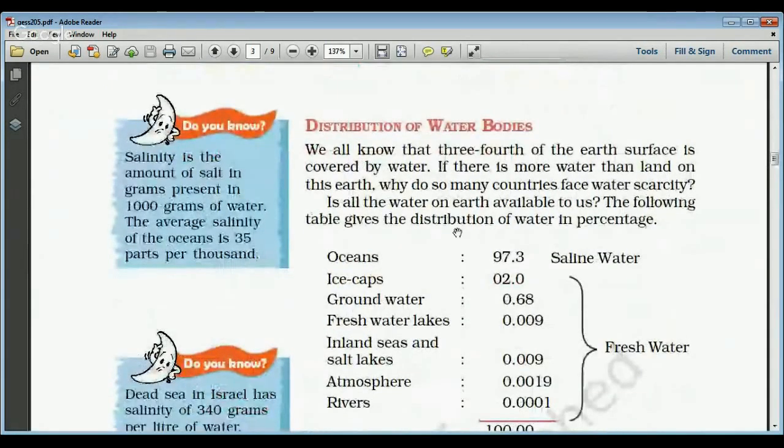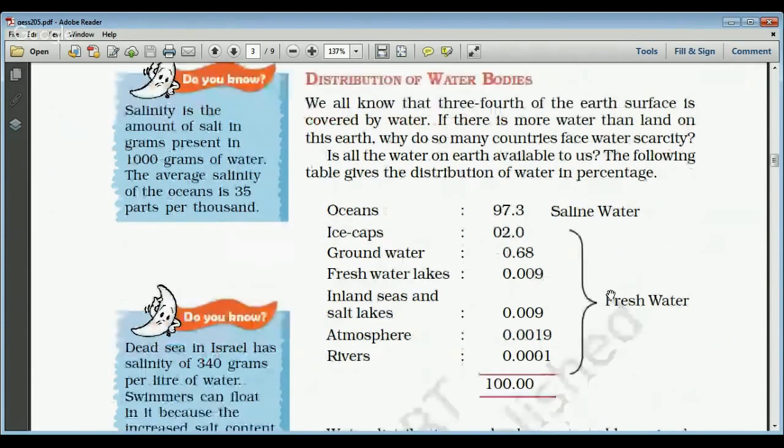So this is the distribution of the total amount of water present on the earth. See, out of 100%, 97.3% is saline water, and that comes from the oceans and seas. And of the remaining 2.7%, most of the water is in the ice caps and glaciers. So we will be left with only 0.7% water.